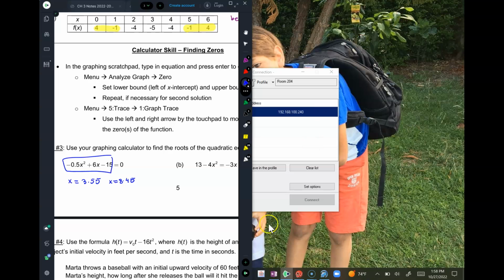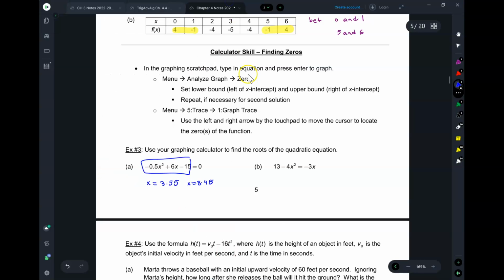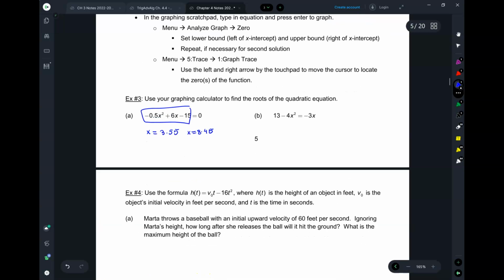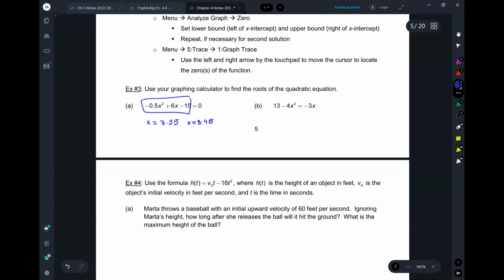Okay. So now, I want you to put in the other one. Here's what I want you to do. Bring everything to the left-hand side. So 13 minus 4x squared plus 3x. You don't have to put it in order. Just put it in like that.